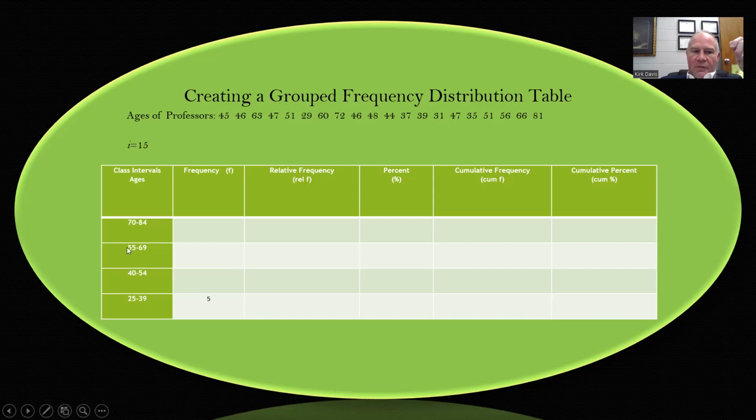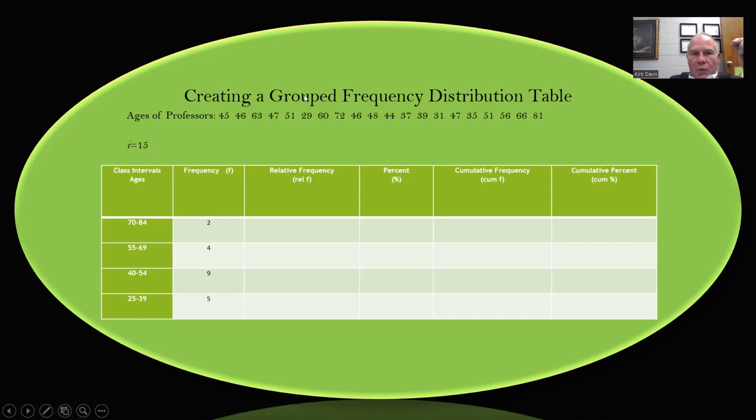And this is not 55 to 70, it's 55 to 69. That's 15 numbers. Most students think, well, I need to go 25 to 40. And if you do that, you actually will have an interval of 16. So again, I'm just going to count.